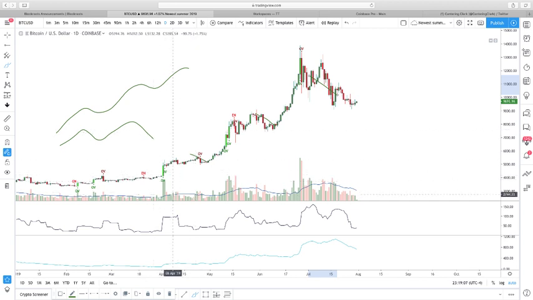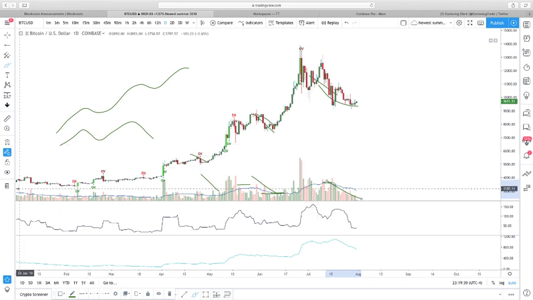So what we want to see in this pattern of higher lows and higher lows is for volume to go down when price is correcting. So you see these peaks and these troughs: volume peaks, and when price is correcting, volume is decreasing too. This is a good sign.